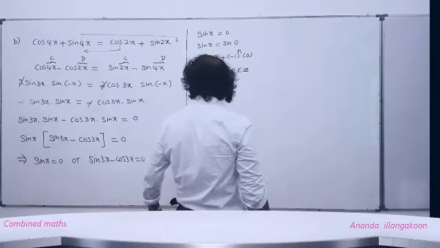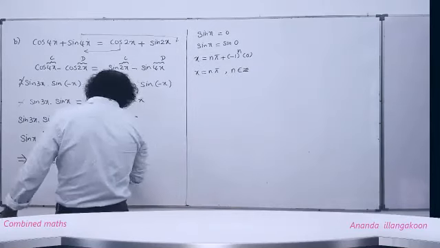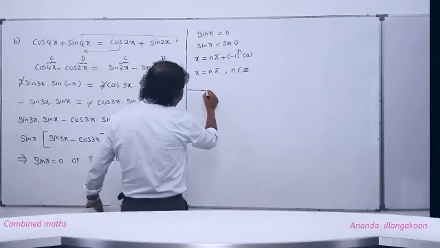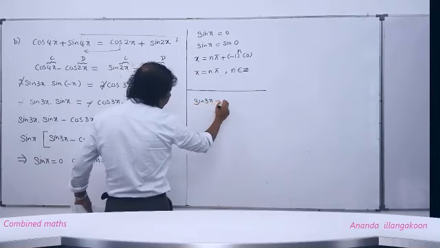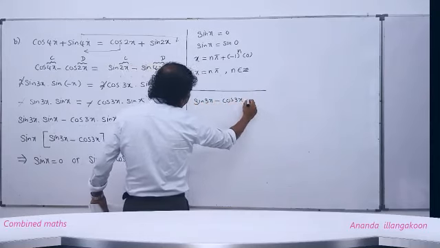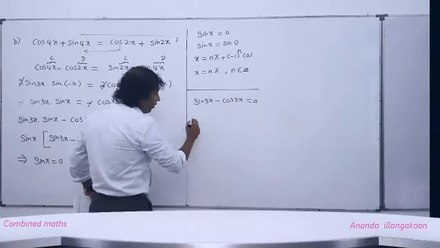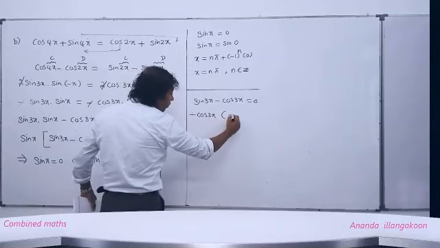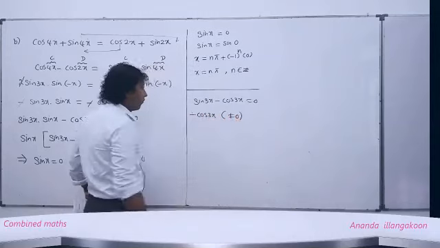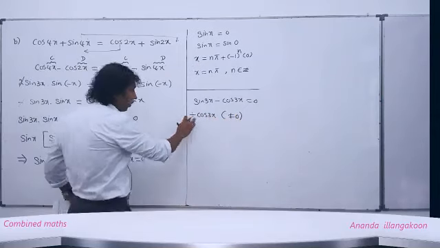Secondly, this one I can take. Sin 3x minus cos 3x equals zero. People, we divide this by cos 3x. Now, cos 3x not equal to 0. We have to mention that cos 3x not equal to 0. Right? We divide both sides by cos 3x.